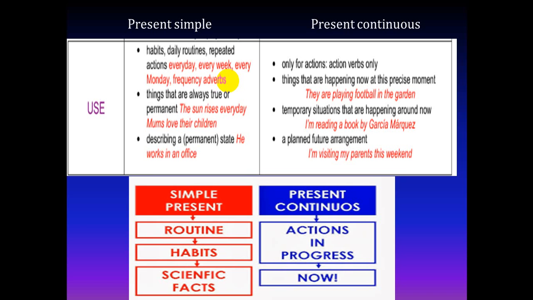Okay. Now, why do we use the present continuous? We use the present continuous only for actions, verbs only, for things that are happening now at this precise moment. For example, they are playing football in the garden.